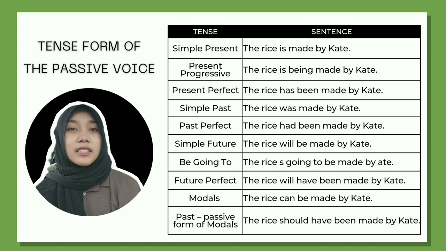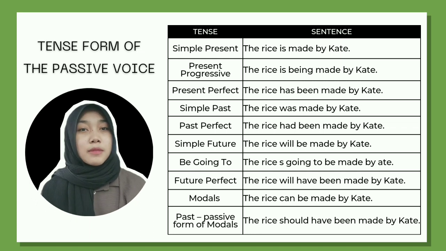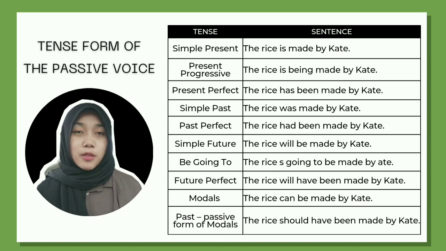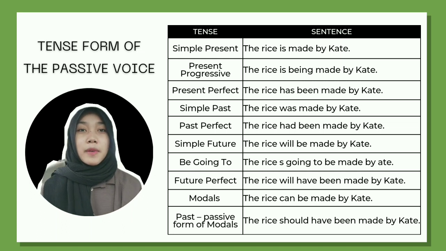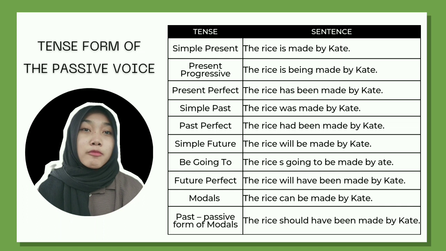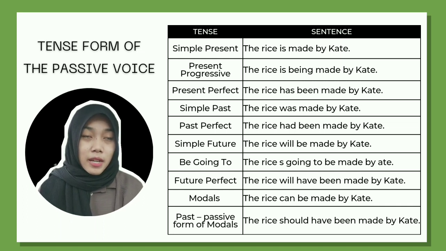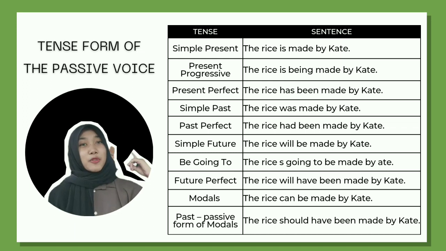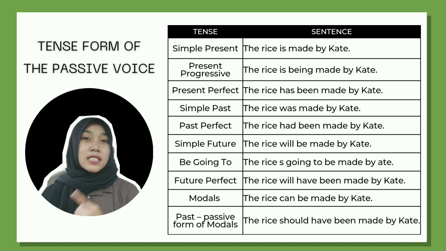The second kind is the past passive form of modal. The form is modal plus have been plus past participle, and the example is in the last row of the table. Past passive form of modals, the sentence is the rice should have been made by Kate. I'll give you one more explanation about the tenses.